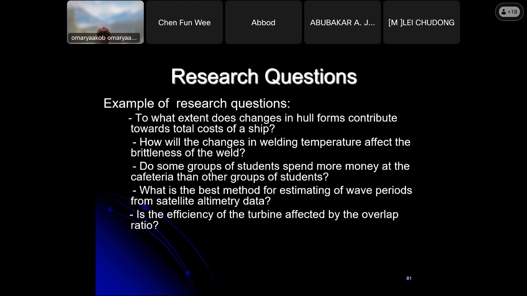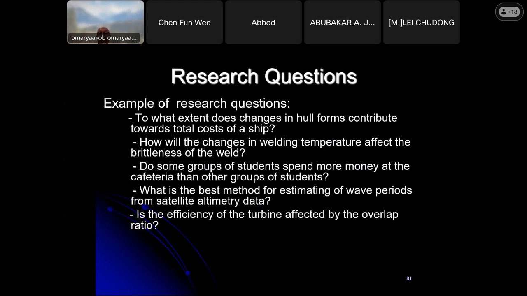These are the questions. To what extent do changes in the half-form contribute towards the total coefficient? This is the real issue at hand that people do not know. People know there could be a certain relationship, but to what extent? That's the one we do not know in this research.